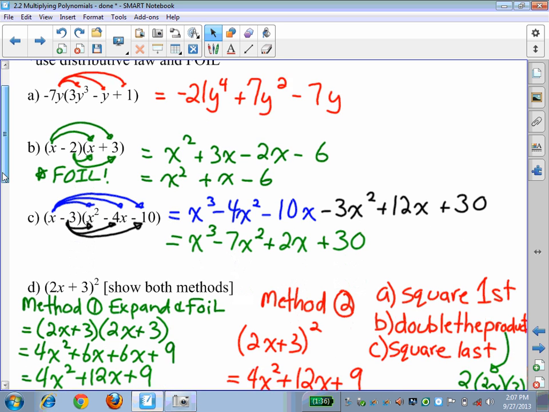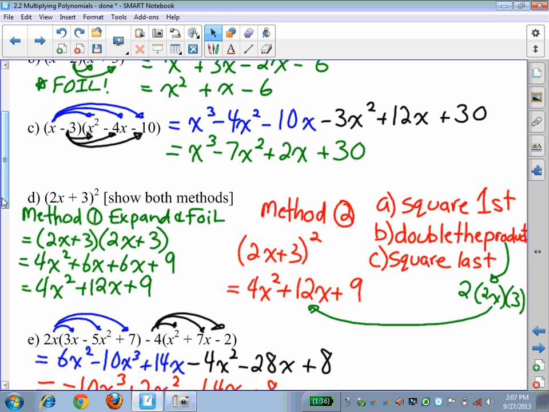In C, it's a binomial times a trinomial, which means you take every term that's in front in the binomial and you multiply it by every term in the trinomial. So in this example, you're going to have 6 factors once you're done your multiplying, and then you go to collect like terms. All right, example D, ladies and gentlemen. There are 2 ways to show this. Method 1 is if you expand out the squaring of the binomial and then you FOIL it.